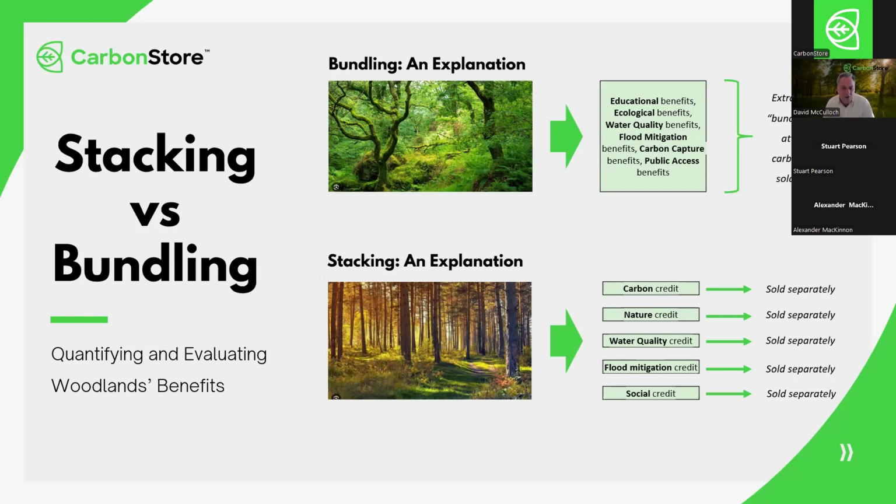In contrast, the stacking approach involves quantifying and legitimising each of the additional benefits associated with the woodland before then selling the ensuing credits separately, depending on whether organisations need a water quality credit, nature credit, or a carbon credit. The current popularity of bundling by charitable organisations reflects a canny effort to exploit their clients' altruistic aspirations and to get round the Woodland Carbon Code's additionality test.